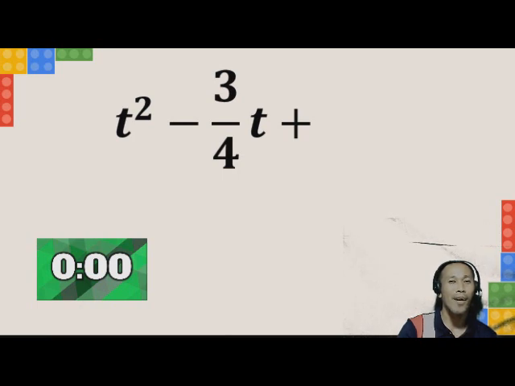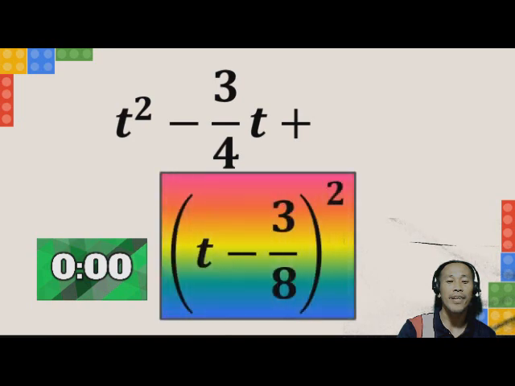This is the last problem. I hope you will get it. So we have t minus, what is half of 3/4? So 3/4 times 1/2. The answer for that is 3 over 8. Correct. So t minus 3 over 8 quantity squared, that is our binomial.